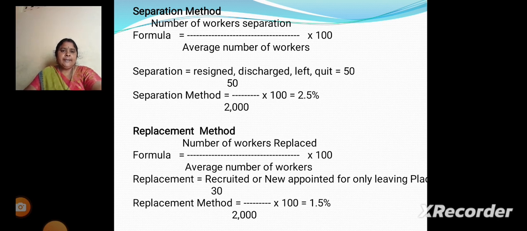Next one, the replacement method. Formula for the replacement method: number of workers replaced divided by average number of workers, into 100. Replacement includes only replaced the job, or no new appointed. Replacement method is equal to number of workers replaced divided by average number of workers. We go to the problem.